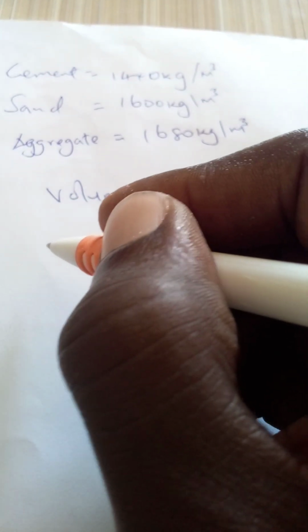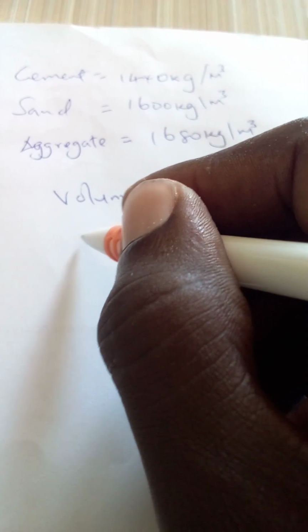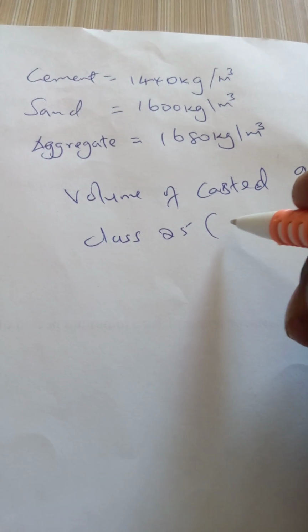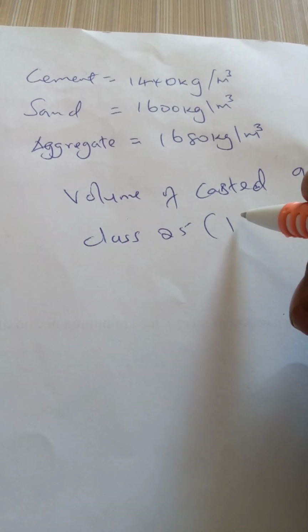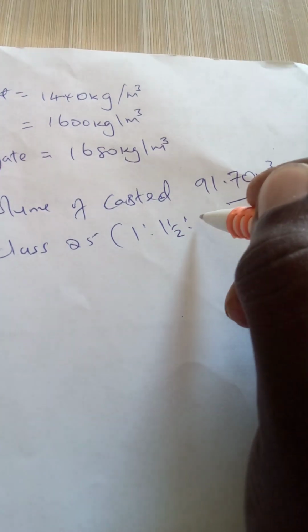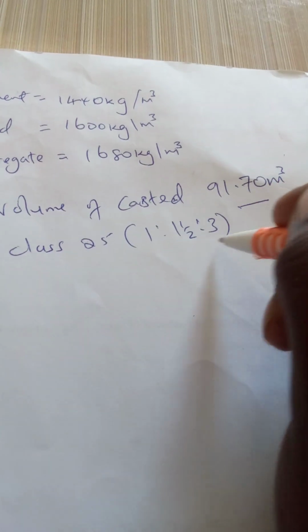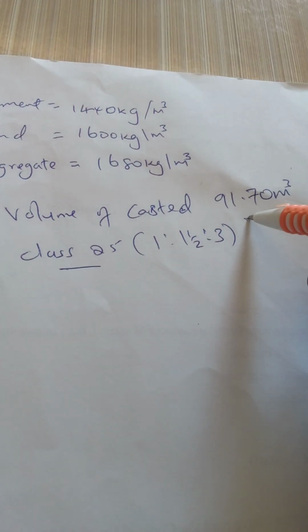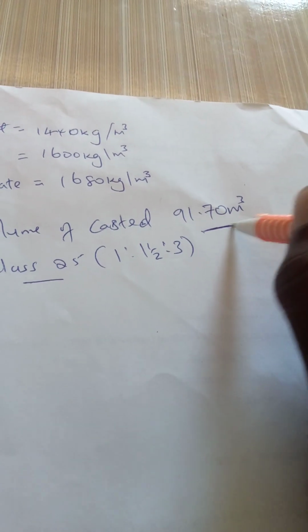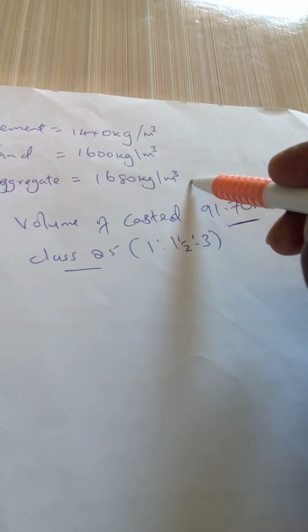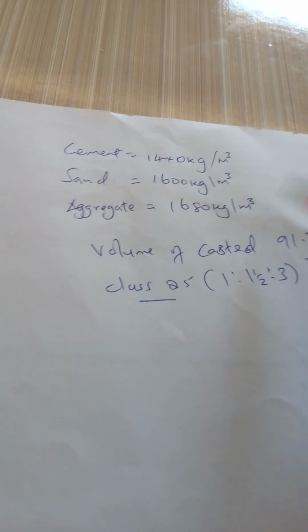So what you do in order to get the amount of the materials is that if you are using class 25 of concrete, which means the mixing ratio is 1 to 1.5 to 3. So this is the mixing ratio for class 25 of concrete. So you have been given the class and the volume of concrete that has been casted. So you are told to determine the quantity of these materials: cement, sand, and aggregate.